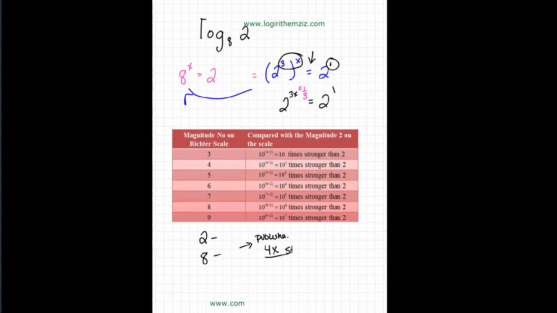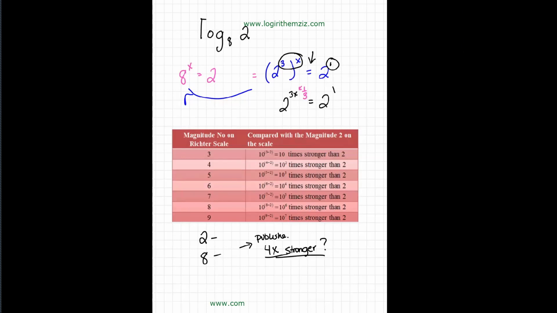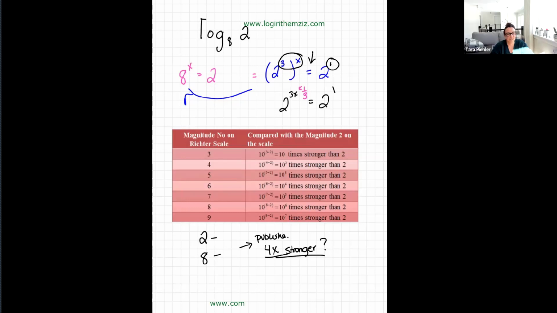No. Why is that? Right, because they didn't understand this was a logarithmic scale. So how many times stronger is an 8 than a 2, actually? 10 to the 6th times stronger. Each one is 10 times stronger than the one before it. That is exactly right.